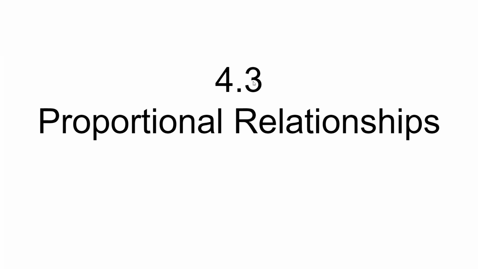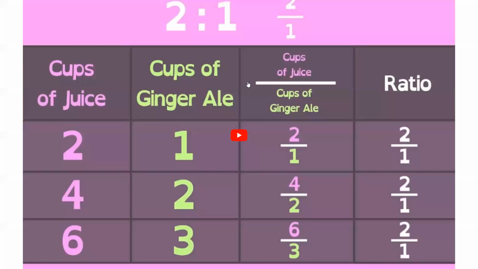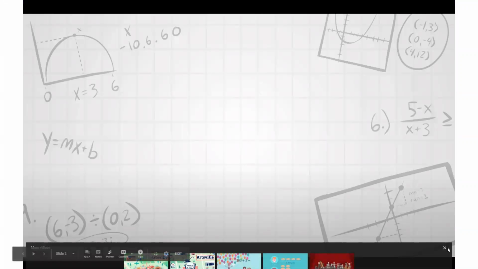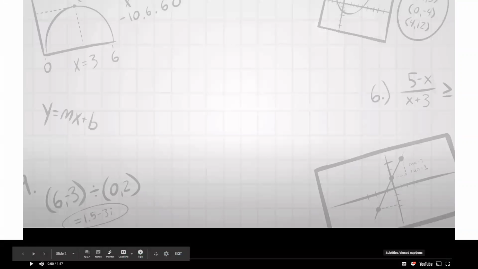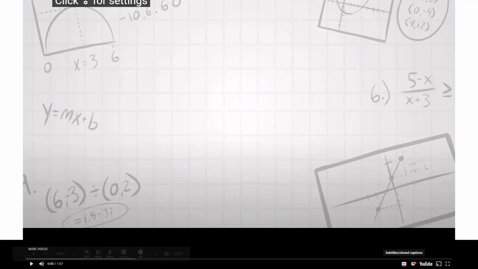So to start off talking about proportional relationships, I thought it was good to watch a video over it. This is just a refresher on what ratios are. I know that you've learned this before. This video does a really good job of explaining it and giving a real world example. So I'm going to turn on the closed captions so you can at least read what they're saying if the sound doesn't come through properly.